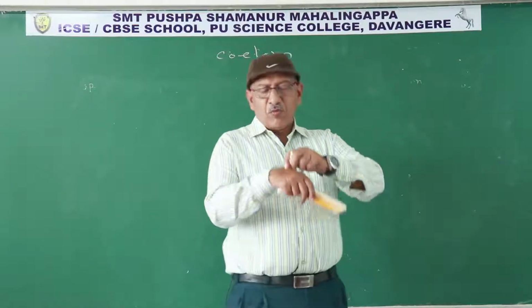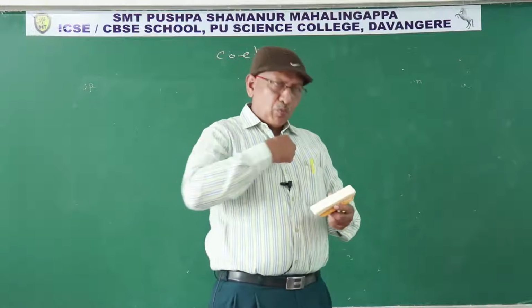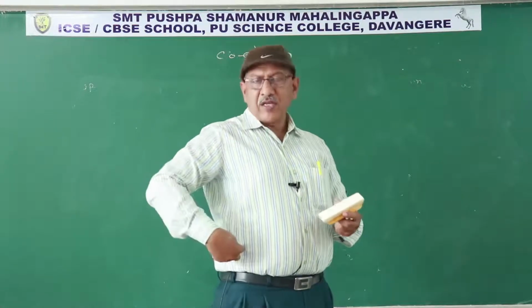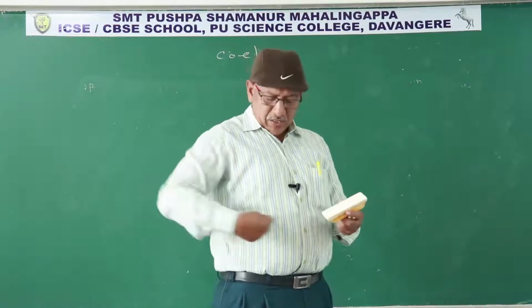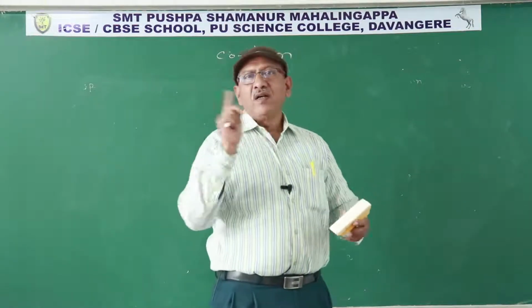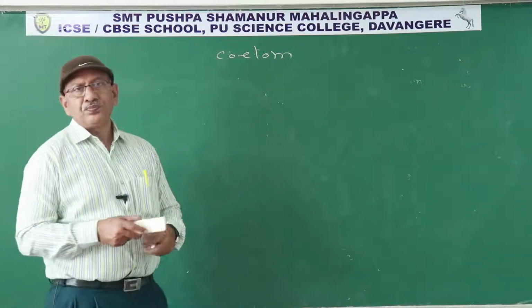You all know it is the body wall. So here also, body wall. The cavity present between the body wall and alimentary canal. So here, body wall, alimentary canal. The cavity present between body wall and alimentary canal covered by mesodermal layer is known as coelom.